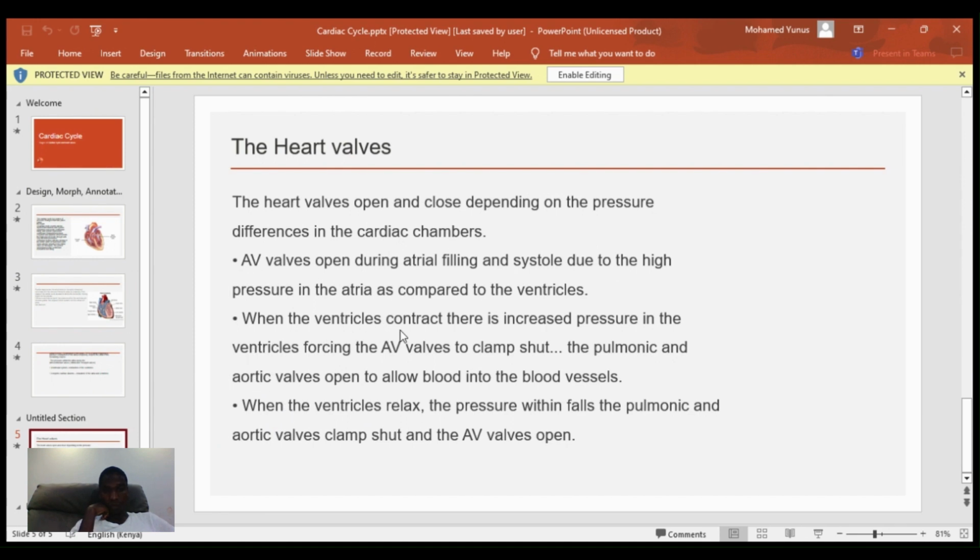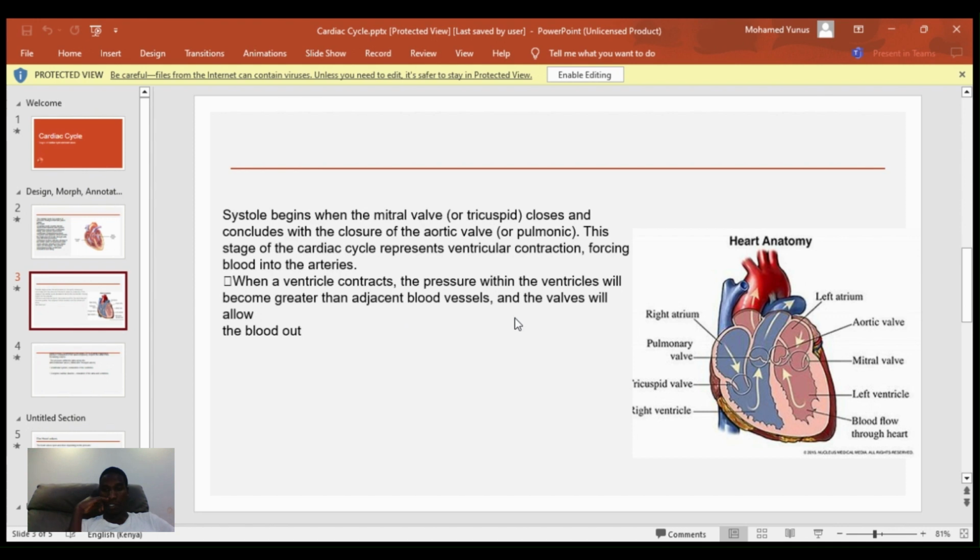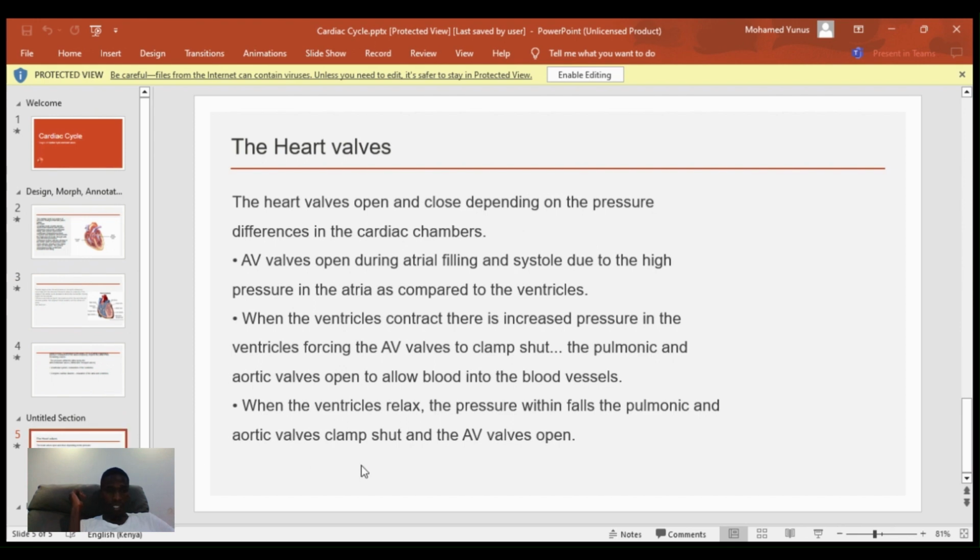So the pulmonary and aortic valves open to allow blood into the blood vessels. Here's what I was talking about again. Here is the pulmonary valve, and here is the aortic valve. These two valves face the upper part. So when there's an increase in pressure, they will open up to allow blood out into the blood vessels. That's how they behave. So what else? We find that when the ventricles relax, the pressure within falls and the pulmonic and aortic valves clamp shut and the AV valves open.